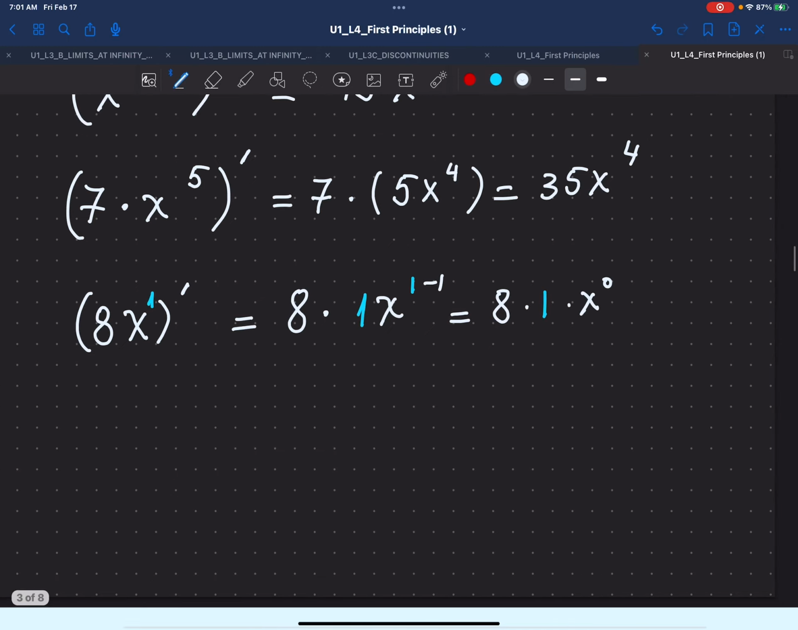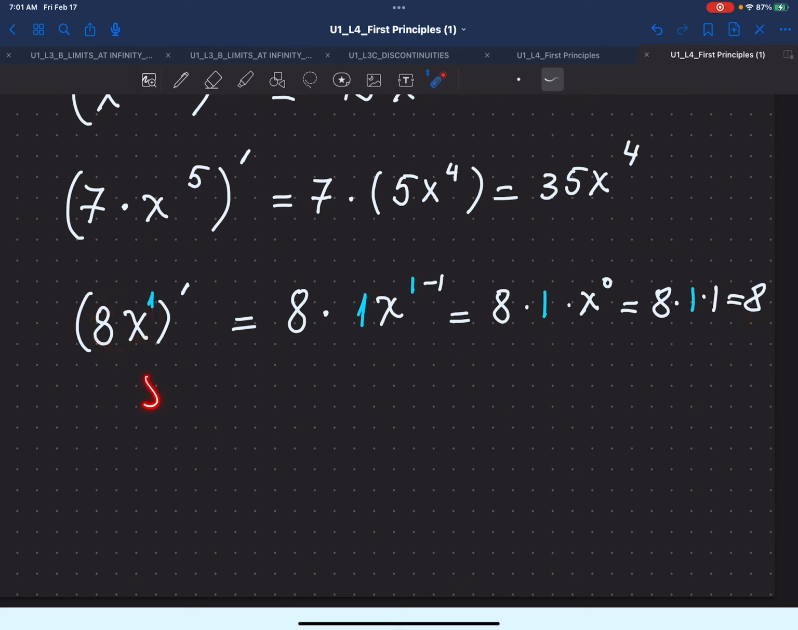Now, x to the power of 0, remember 1 minus 1 is 0 here, right? That would be equal to 1. So this is basically 8 times 1 times 1, or simply 8. So as you can see, the derivative of 8x is 8. And I want you to think, why is that?